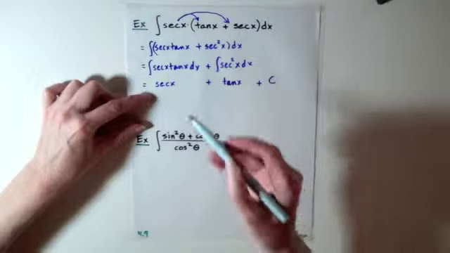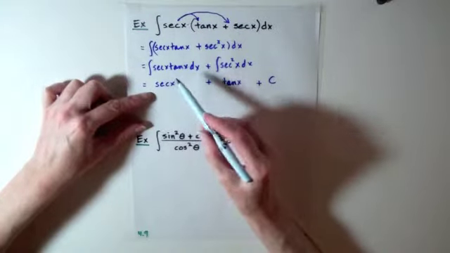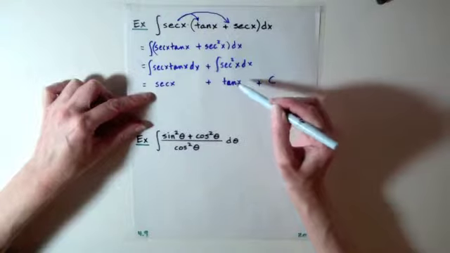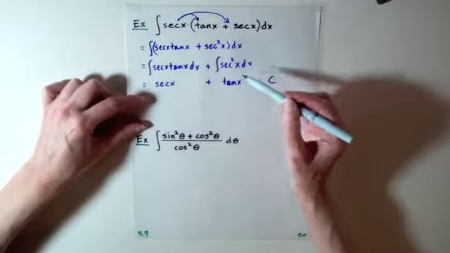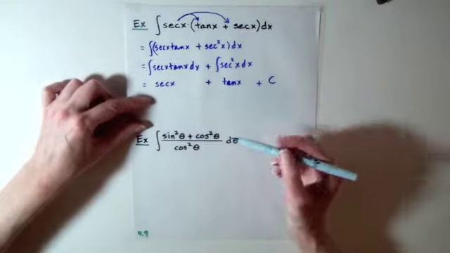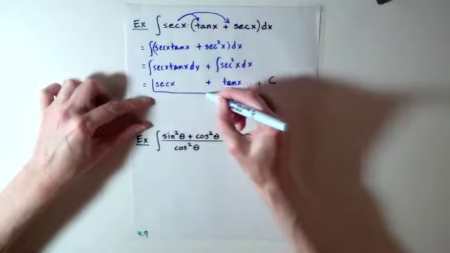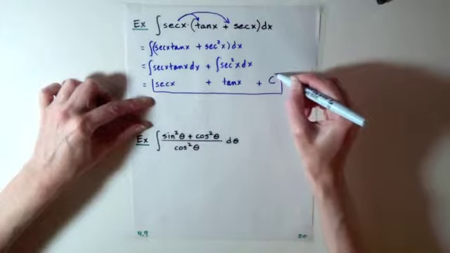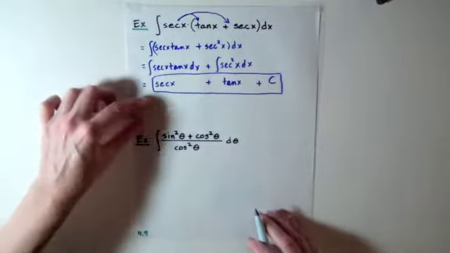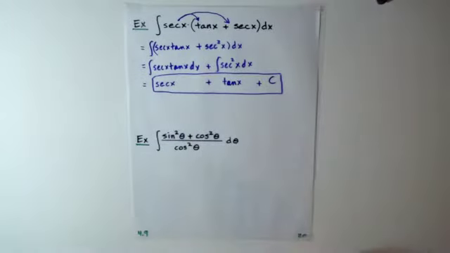And again, you can check it in your head. Derivative of secant x, yeah, that's secant x tangent x. Derivative of tangent x, yeah, that's secant squared x. And so I know, at least back to this step, that my answer here looks correct. So hopefully you were able to figure out how to rewrite that in a way that you could then find the set of all antiderivatives.